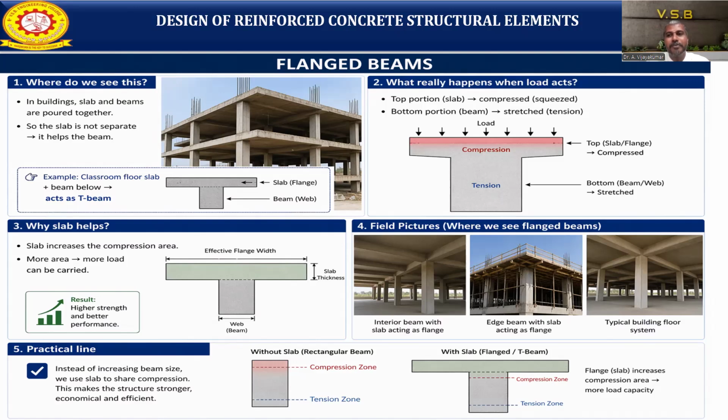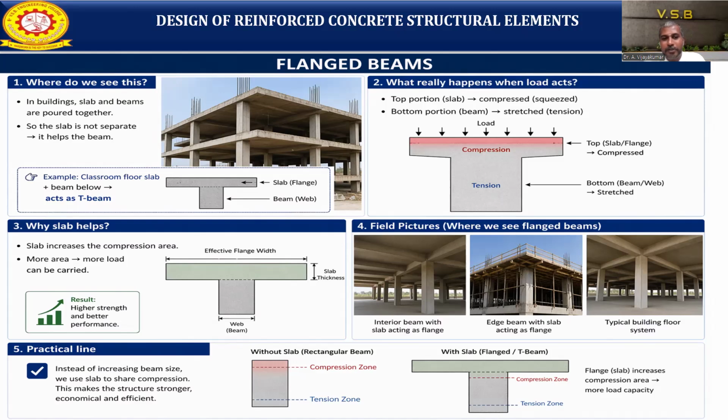If you design a single beam, the compressive area is less. When you design it as a T-beam, the compressive area is more. That means the occupied area, the compressive area, is more. So we are able to go for more load. When the compressive area is more, automatically more load can be carried. As the compressive area increases, we get higher strength and better performance of the structure.